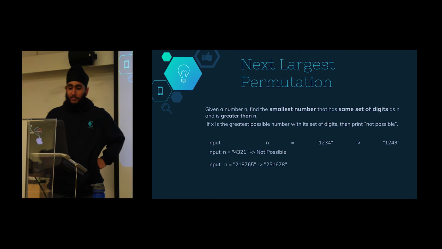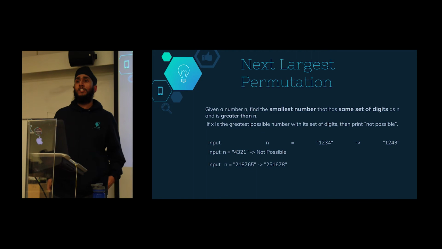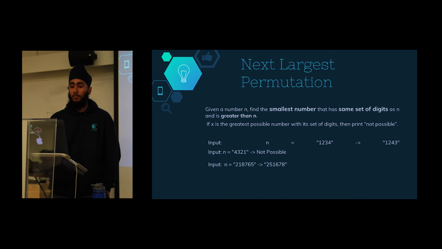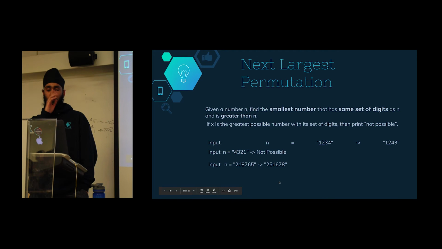218765. What are you supposed to do from that? Keeping in mind what we've said about going from the very right and looking for some specific number that is either greater or less than the rightmost number, think about how you would solve this. Think about the sort of patterns you may recognize in this. I'll give you a minute or two to try to figure out the pattern, maybe.